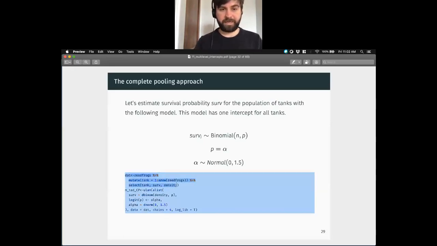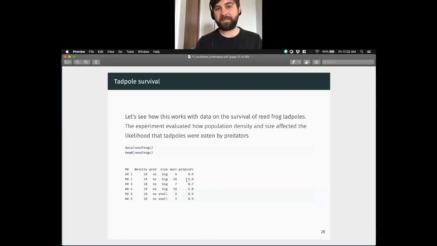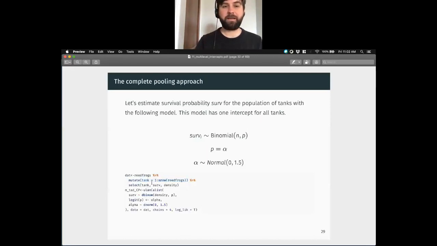So I'm going to set my data up. We're going to make a tank index, because we don't have one here. What I want is basically 1, 2, 3, 4, 5, 6, because each row is a tank. To estimate my no pooling model and my partial pooling model, I'm going to need an index to identify each tank. So I'm going to make that by saying 1 to n of rows of reedfrogs, and that's going to give me that integer for each row. Assigning it with mutate is going to assign 1, 2, 3, 4, 5. And I'm going to select tank, surv, and density. Those are the only three variables I'm going to be working with.